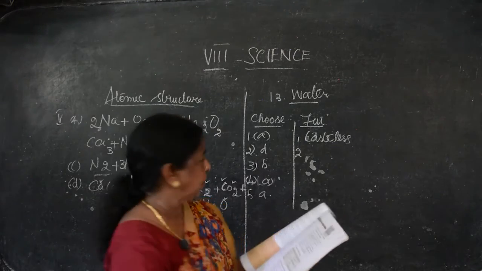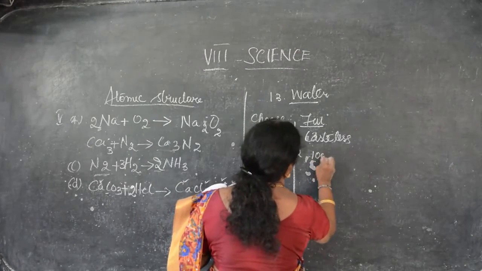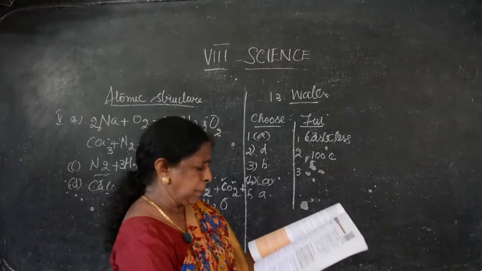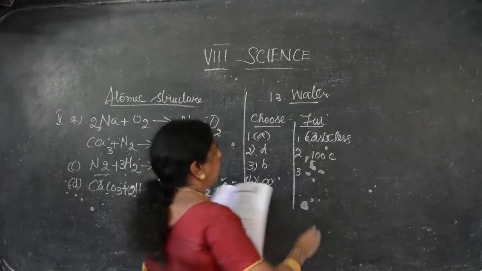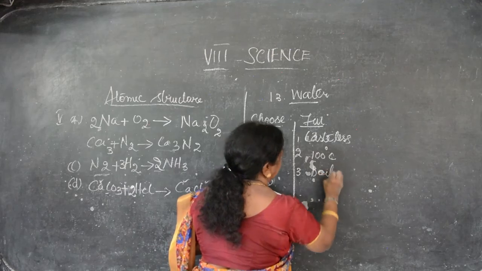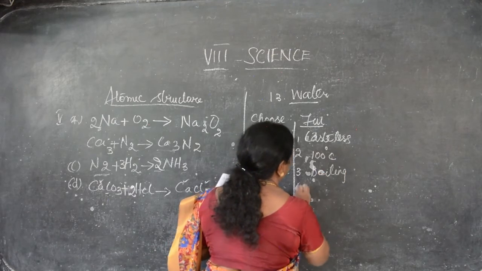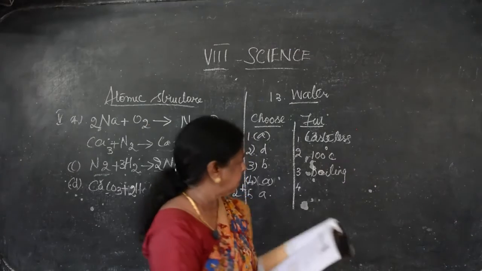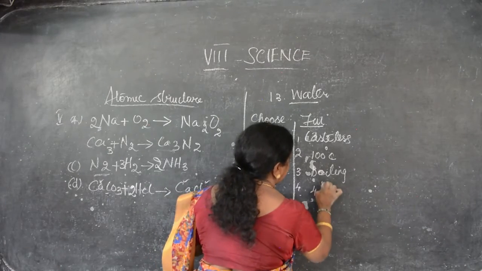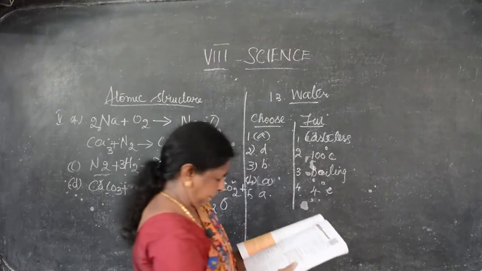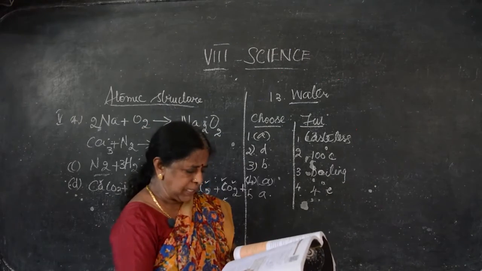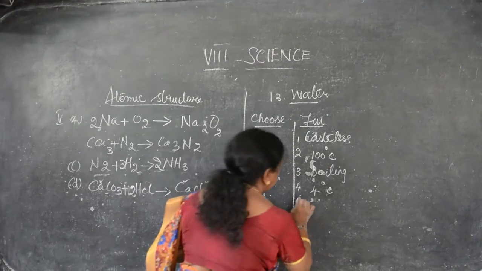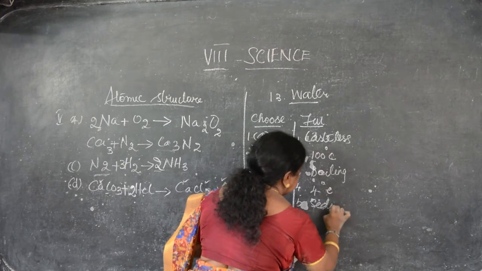The boiling point of water is 100 degrees Celsius. Temporary hardness of water can be removed by boiling of water. Fourth one, the density of water is maximum at 4 degrees Celsius. Loading speeds up the process of sedimentation.